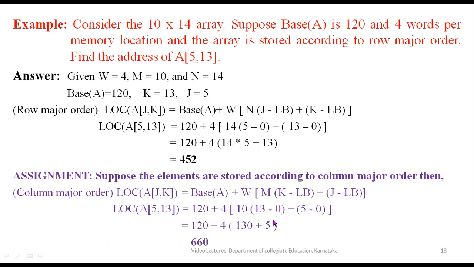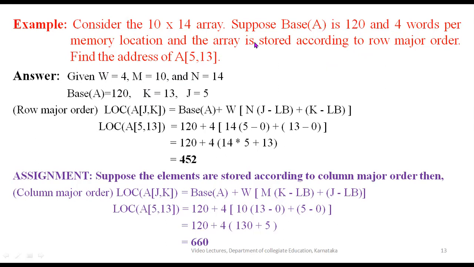Now similarly, let us consider one more problem. So consider a 10 by 14 array. Suppose base of A is equal to 120 and 4 words per memory location, and the array is stored according to row major order. Find the address of A of 5, 13. So here again, we are given W is equal to 4 words per memory location, M is 10 and N is 14. Base of A is 120 and J is 5 and K is 13.